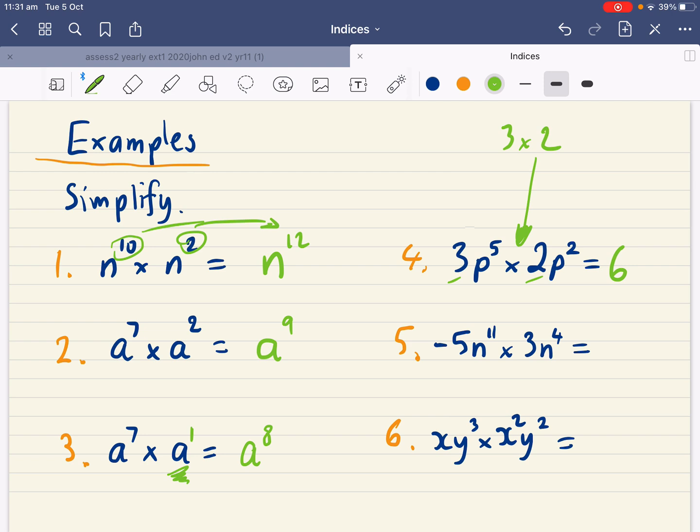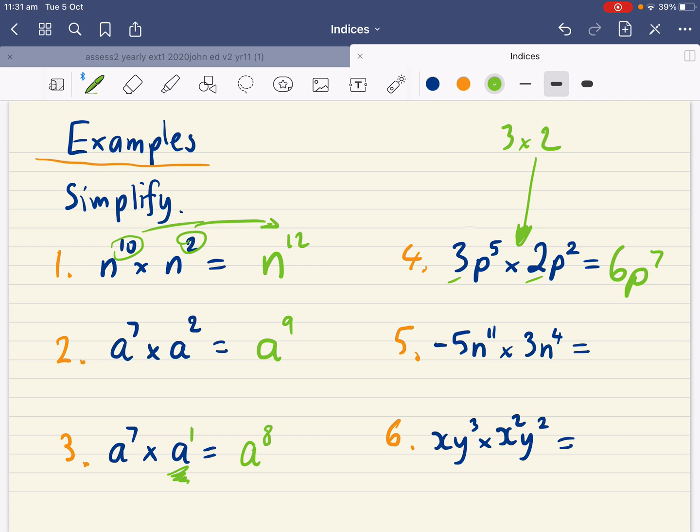When we look at the p's, these p's are bases with powers. This is the thing that we're going to use our index law for to shortcut. So when multiplying terms that have these powers, that's when we use our index laws. The base stays the same. We've got a p, and we add the powers together. 5 plus 2 would give you 7.